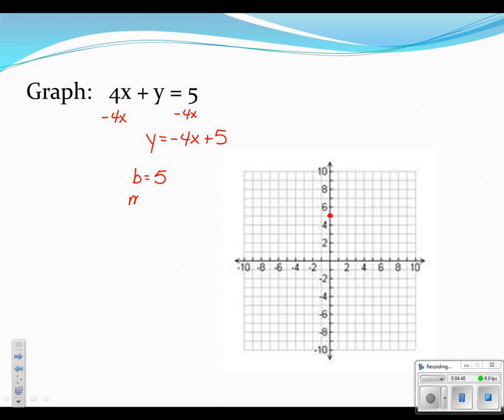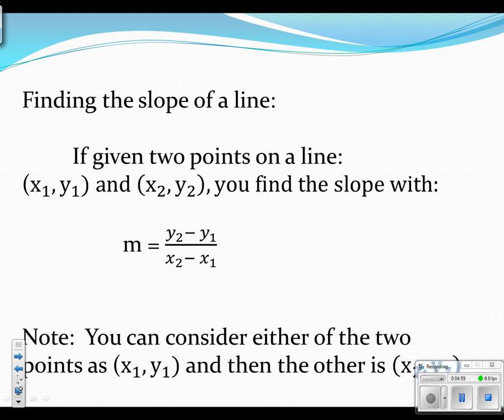My slope is negative 4, or negative 4 over 1. So go down 4, right 1, and we have the graph of our line.